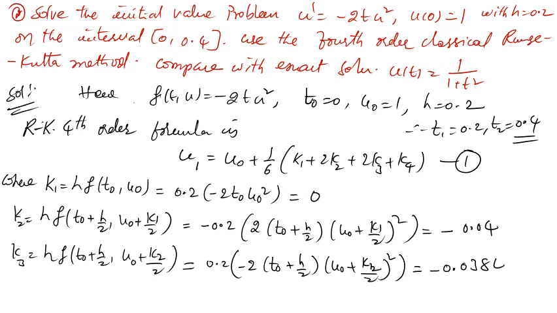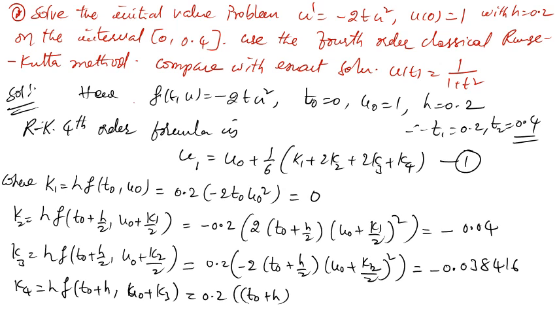This is 0.038416, and the last value k4 equal to h into f of t naught plus h, u naught plus k3. So 0.2 into minus 2 into t naught plus h, and u naught plus k3 whole square. So this value is minus 0.0739715. Therefore u1 is nothing but u of 0.2 equal to u naught plus 1 by 6 of k1 plus 2k2 plus 2k3 plus k4.